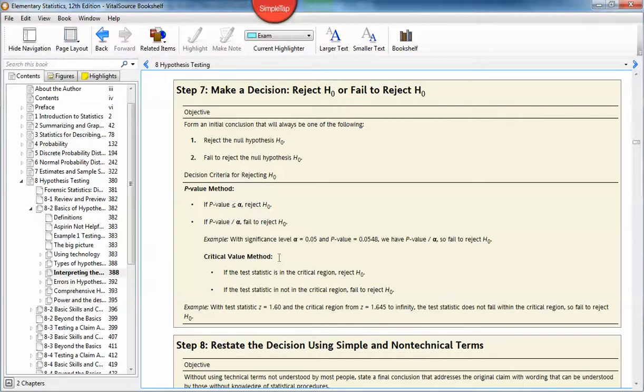Now, the other way is the critical value method. Again, the p-value method, to me, as long as you can figure out the p-value, is pretty straightforward. The critical value method is too, but a lot of times you have to draw the graph to be able to see it. The way you do the critical value method is you figure out the critical region, and if the test statistic is in the critical region, you reject H sub 0. If the test statistic is not in the critical region, you fail to reject H sub 0.